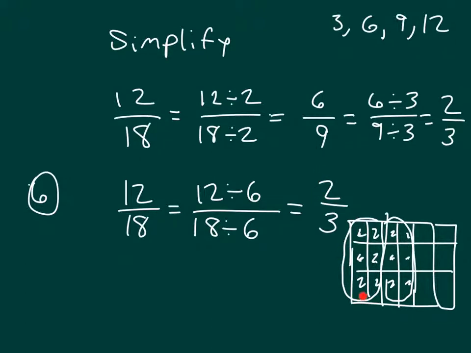And then there are 3 total groups of 6, and that's why 12/18 does equal 2/3. So we can use that area model, and then we can also use division with that largest or greatest common factor to help us simplify these fractions.